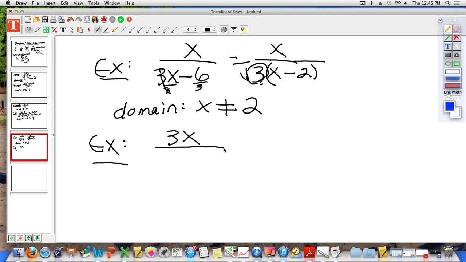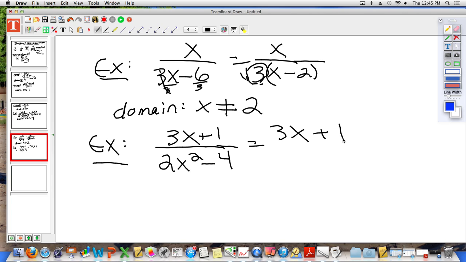All right. Let's say we've got 3x on the top, and then on the bottom, let's do 3x plus 1 on the top, and then on the bottom, we have 2x to the power of 2 minus 4. Think factors, factors, factors, factors.